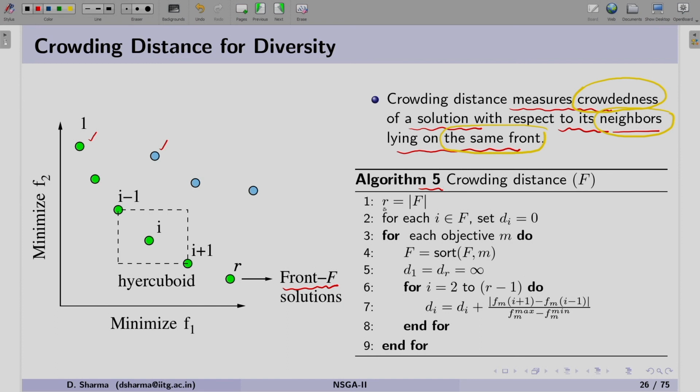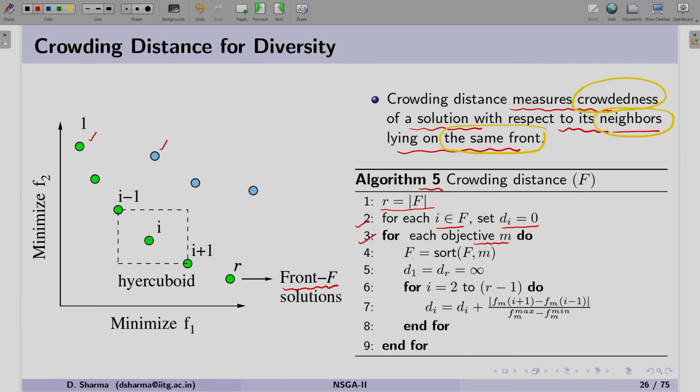In step 1, we find out how many solutions belong to F. This is called the cardinality of F. So, small r represents the number of solutions. In step 2, for the solutions which belong to F, we set the distance d_i equal to 0. So, all the green dots which we can see on the left hand side, their initial distance is set to 0.